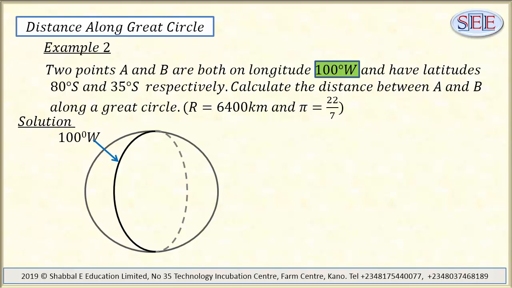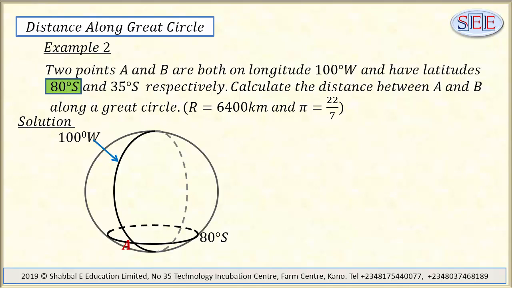Starting with the point A. Point A is on latitude 80 degrees south, which is highlighted in the question. So we try to draw this latitude. The latitude 80 degrees south will now be something like this. That will be the position A, where the latitude 80 degrees south crosses the longitude 100 degrees west.